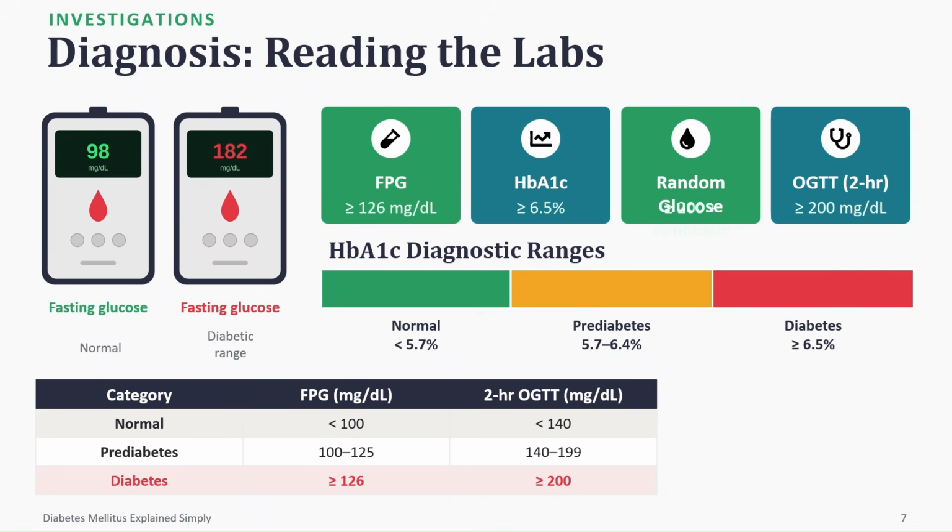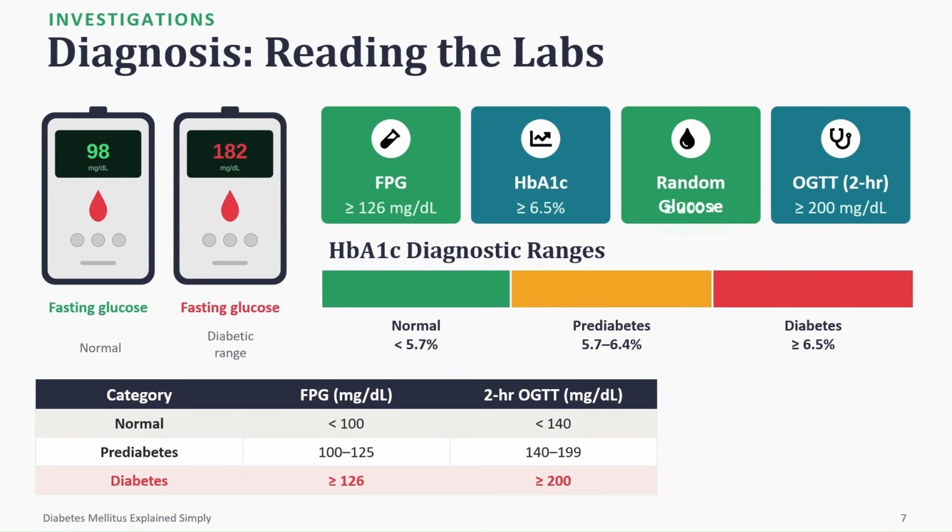Now let's diagnose diabetes. There are 4 major tests. Number 1, fasting plasma glucose. A value of 126 milligrams per deciliter or higher suggests diabetes. Number 2, we have HbA1c. This reflects average blood sugar over the previous 3 months. A value of 6.5% or higher indicates diabetes.